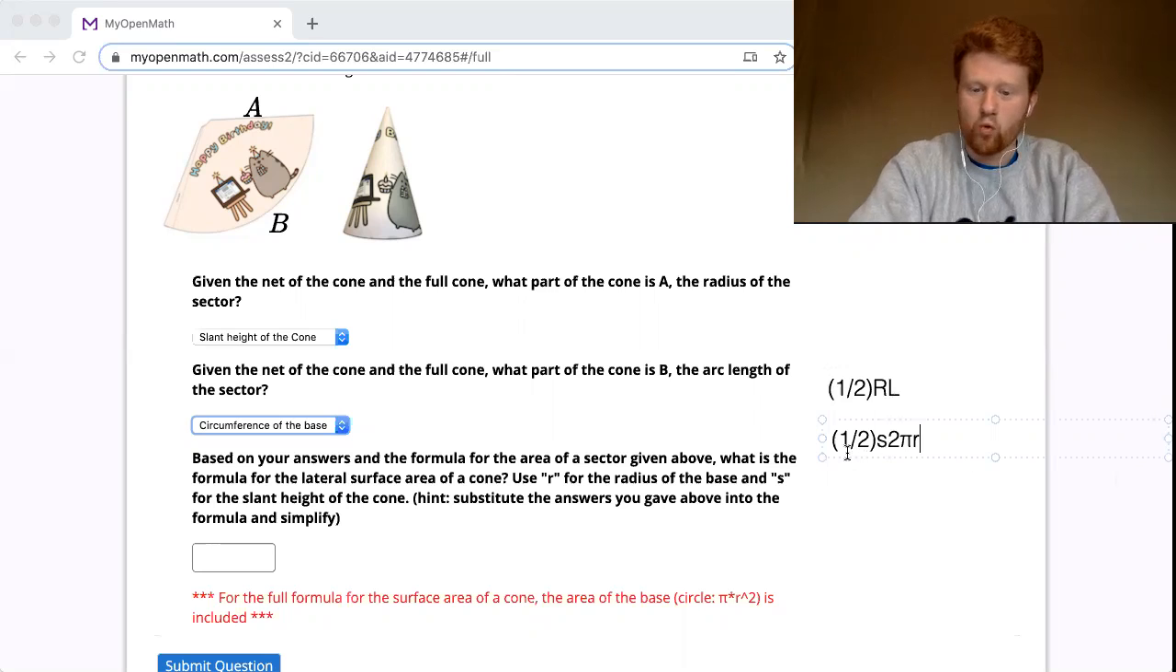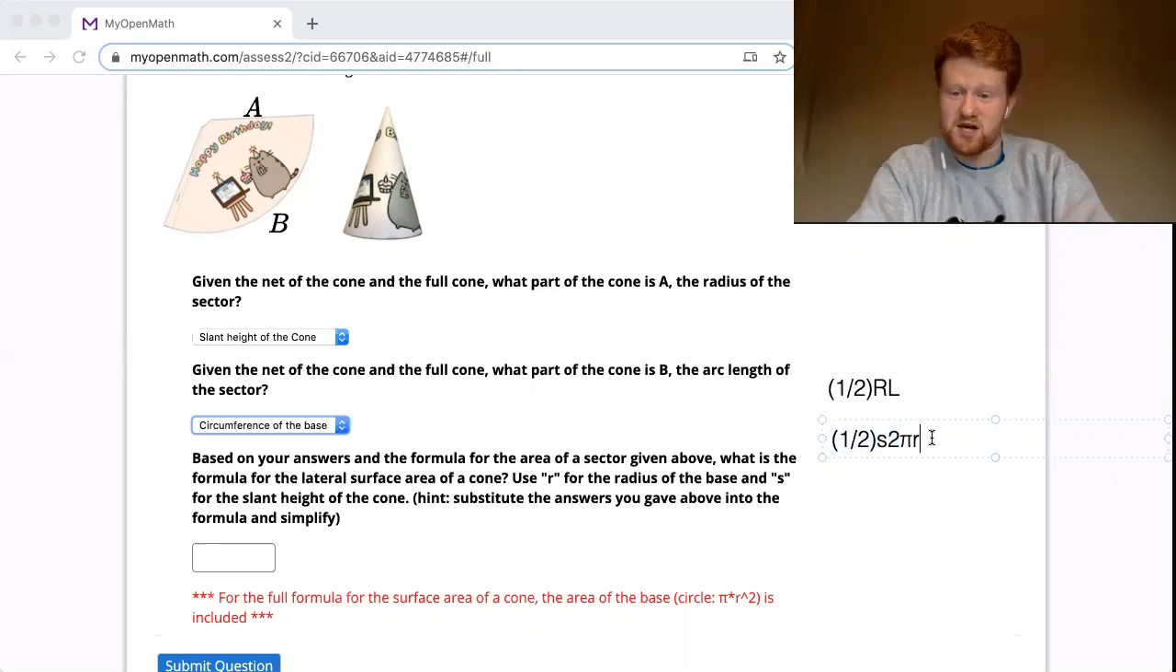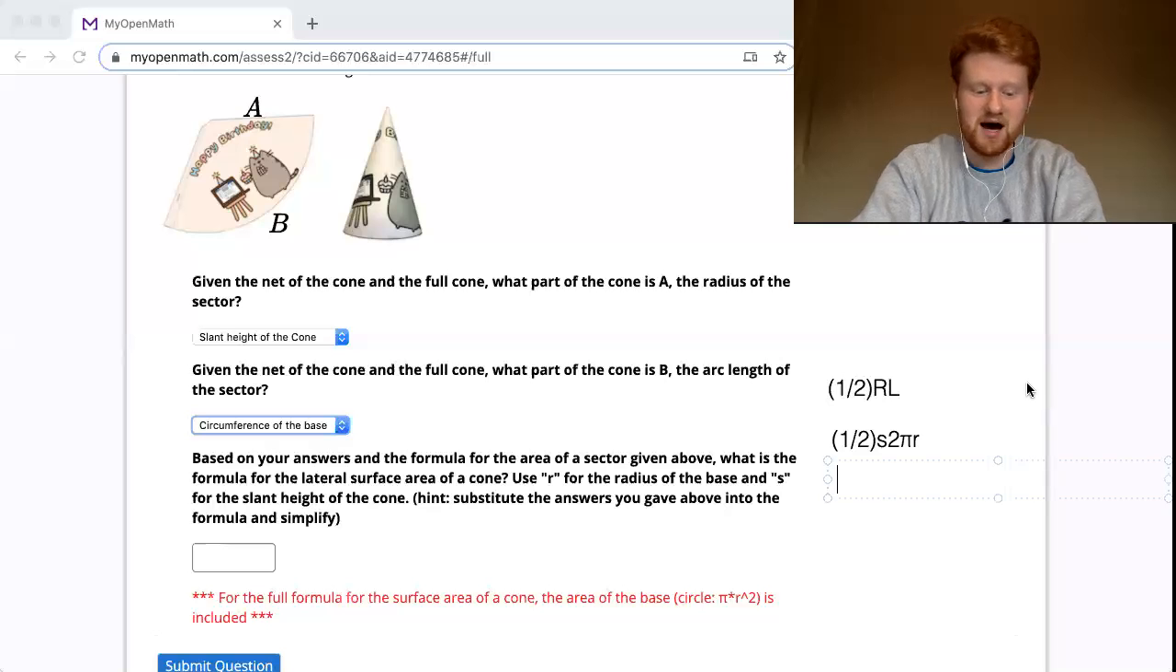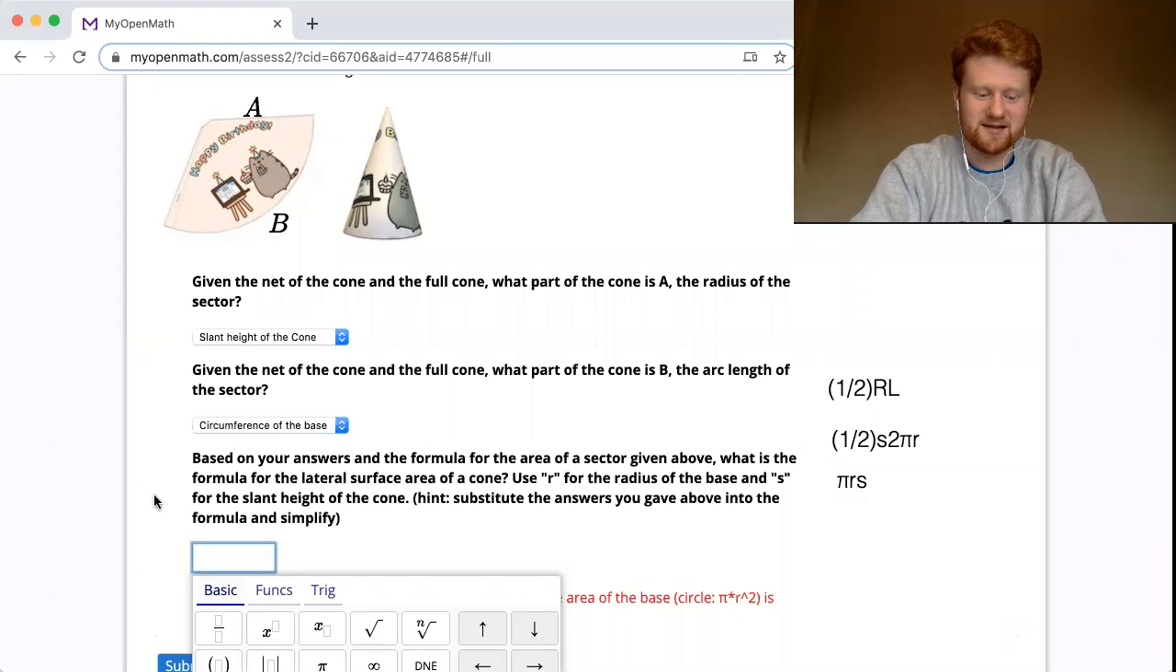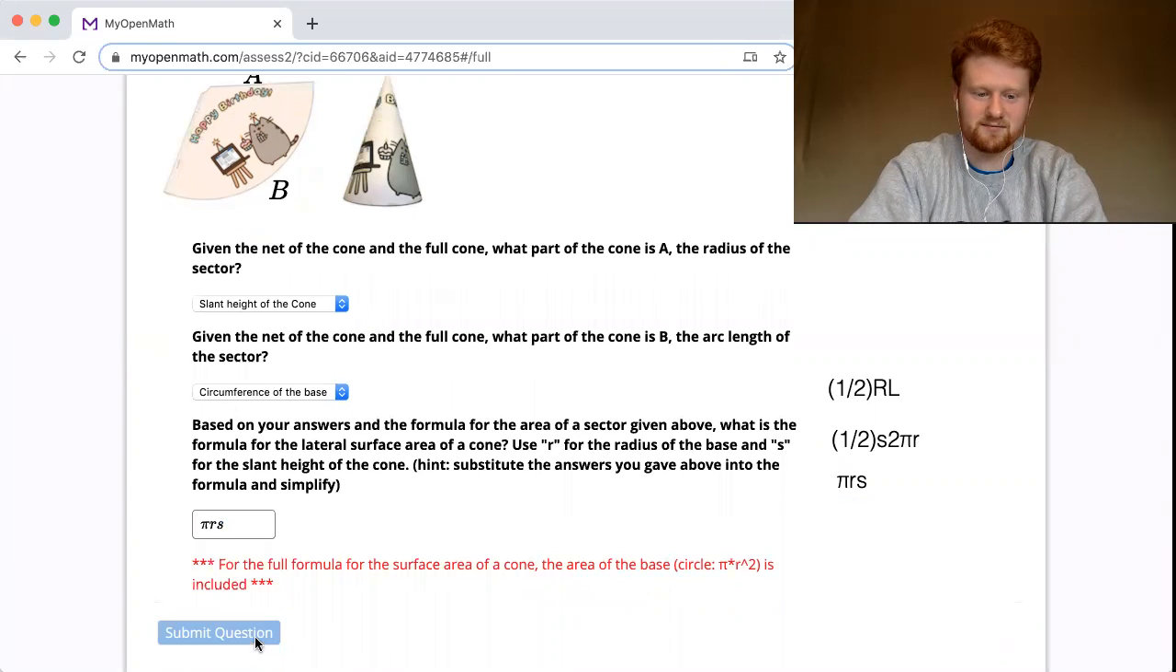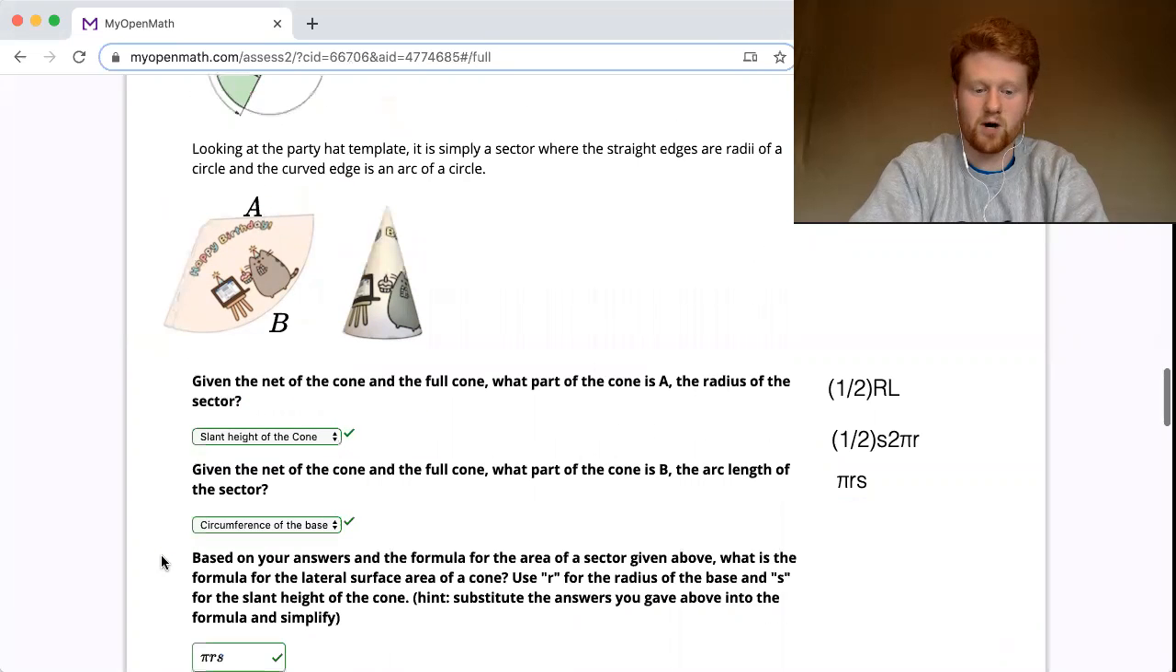And now we can simplify this a little bit because 1/2 times 2 is just 1. So those can cancel off, and we're left with S pi r, and I'm actually going to call it pi rs for a little clarity. And that is all we need to do here, is that lateral surface area of the cone is pi rs. And if we submit, you'll see that's exactly what we wanted.